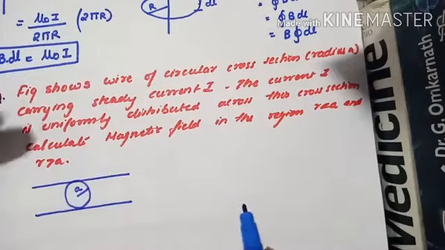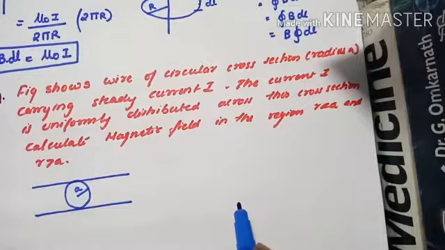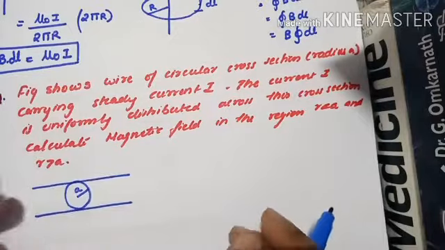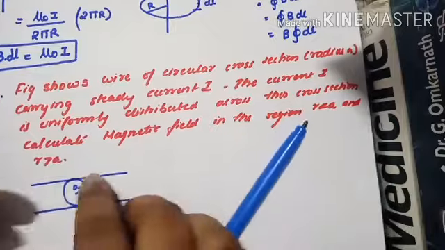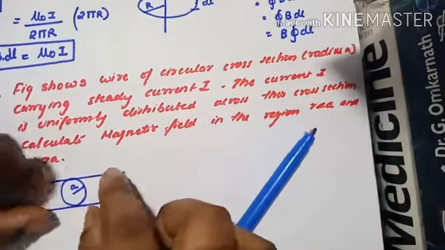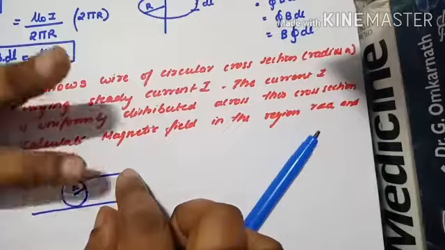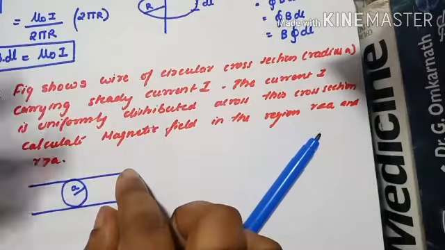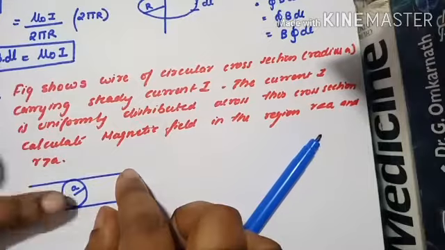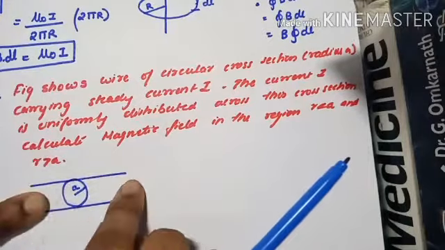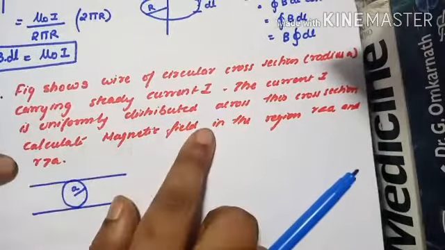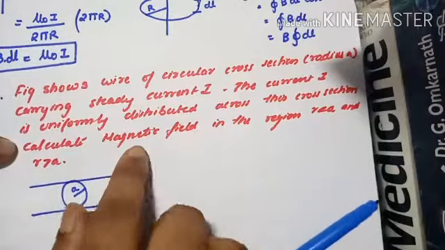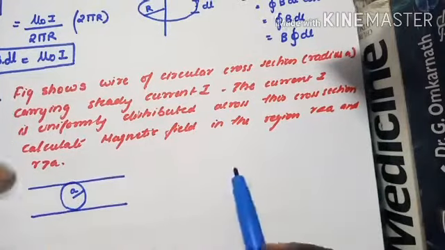Clear? Now, it is carrying steady current I. Steady current I means uniform current I. That means throughout the wire there is a current I, not only on the surface. Sometimes the next part I will do with the surface. You understand that the current is present throughout the wire. That is the meaning of steady current I. Now, current I is uniformly distributed across the cross section. I hope you understood. And calculate the magnetic field in the region r less than a.